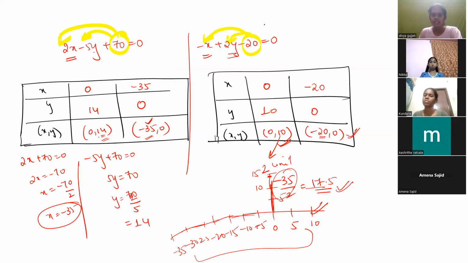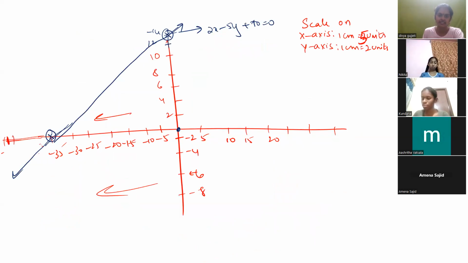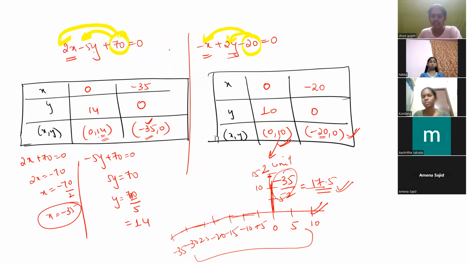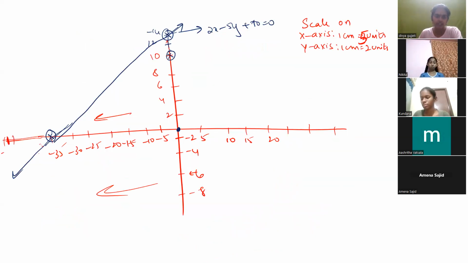Okay, right, beta. Now see the next point, 0 comma 10. 0 on x-axis, 10 on y-axis. This point. Next, minus 20 comma 0. Minus 20 on x-axis. Where is it? Here. Okay, just draw this.